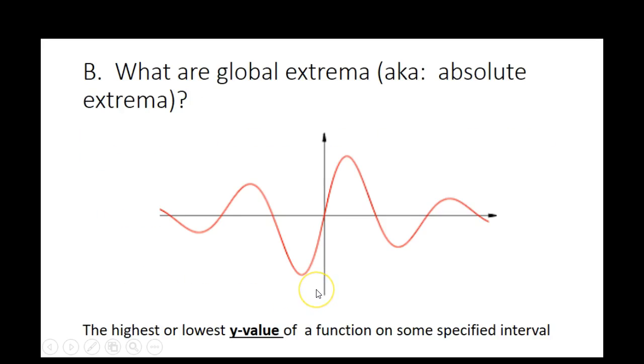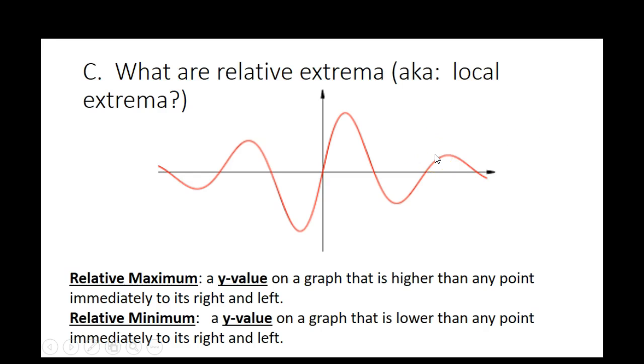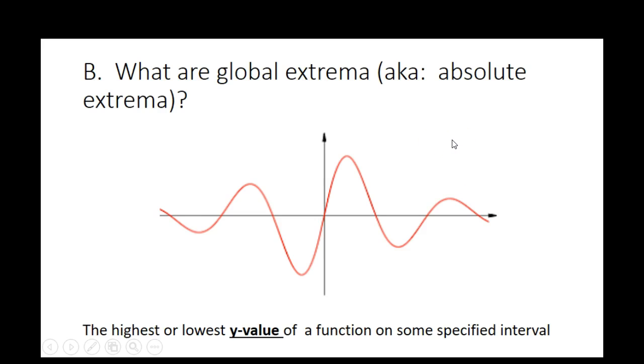All right, so we're going to talk about two different kinds of these extrema. One is called global, also known as absolute, and the other one on the next slide is relative, also known as local. So we're going to talk about those two different types. So what is a global extrema? It's the highest or lowest y value of a function on some interval.